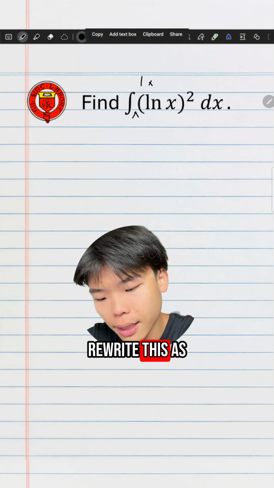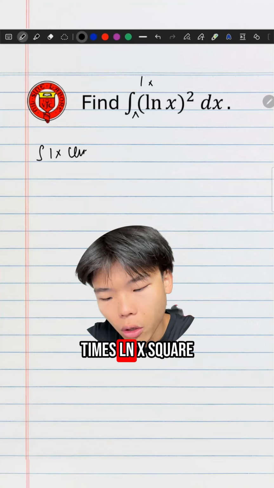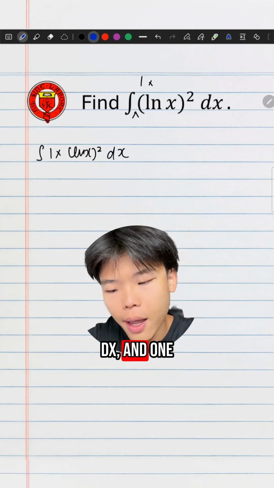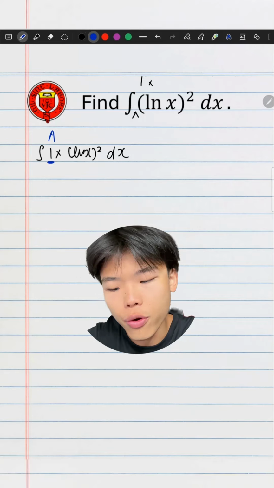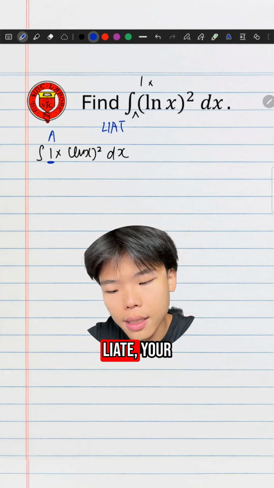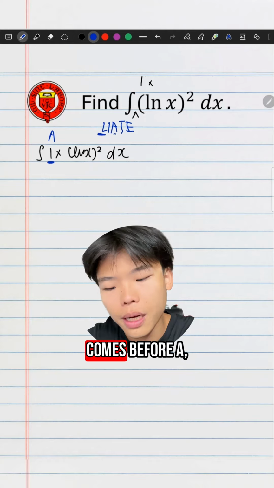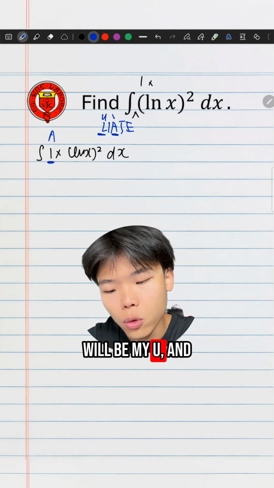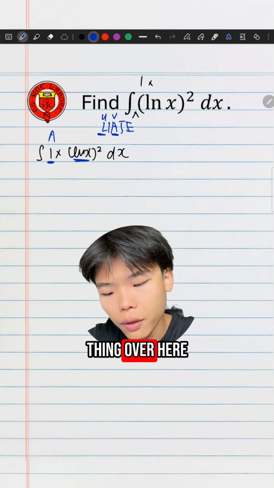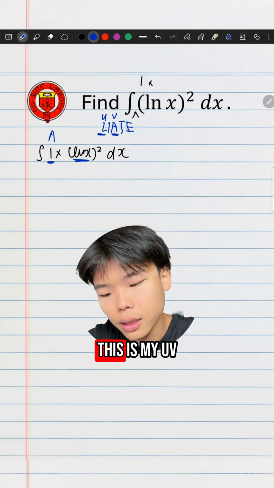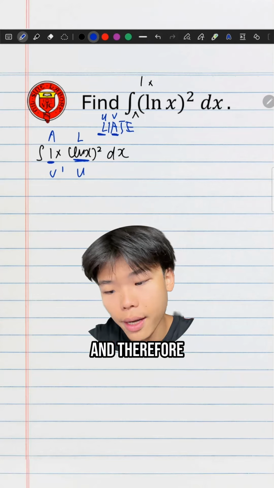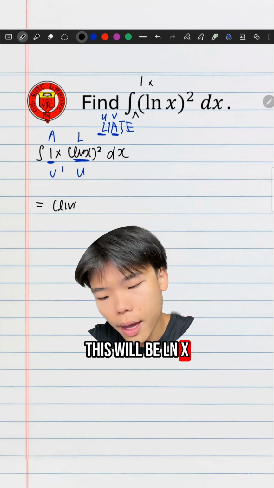So I'm going to rewrite this as integrate 1 times (ln x)^2 dx. And the 1 over here, I'll treat as an algebraic term. So remember LIATE, your acronym. I see logarithm comes before algebraic, so therefore this will be my u and this will be my v prime. So this whole thing over here will be my u, and over here, this is my u v prime, right? And therefore this will be (ln x)^2, right?